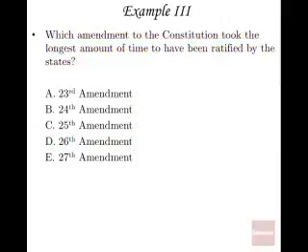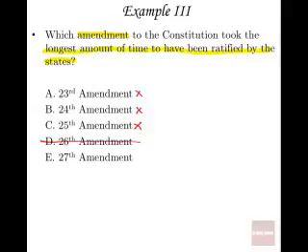Now, a follow-up question here. Which amendment to the Constitution took the longest amount of time to have been ratified by the states? Is it the 23rd, 24th, 25th, 26th, or 27th Amendment? Again, we just answered the previous. It's not the 26th Amendment. That was the shortest amount of time. Now, the 23rd is the D.C. Amendment, probably not. 24th, the poll tax, nothing compelling about that. 25th Amendment, presidential disability.